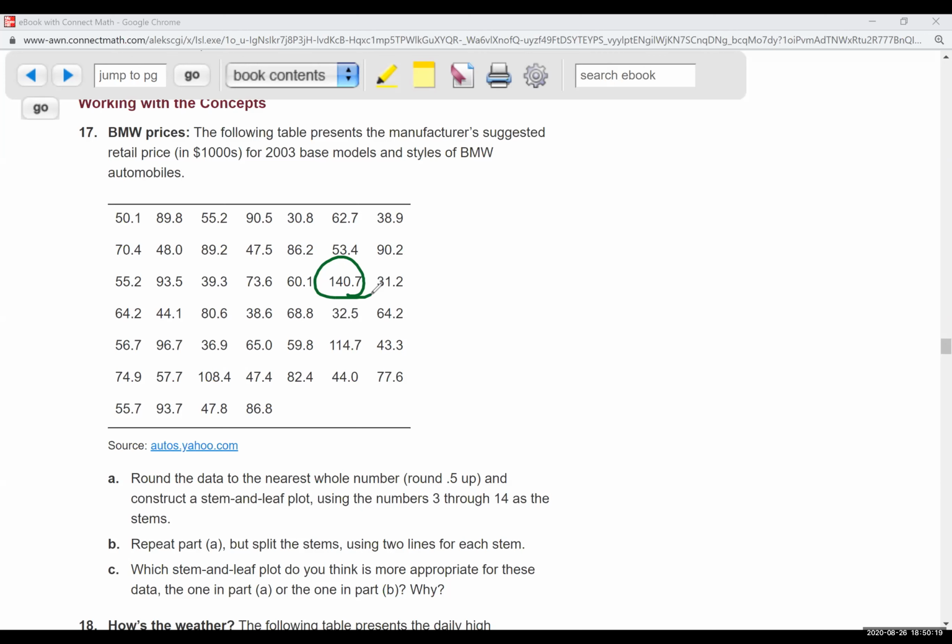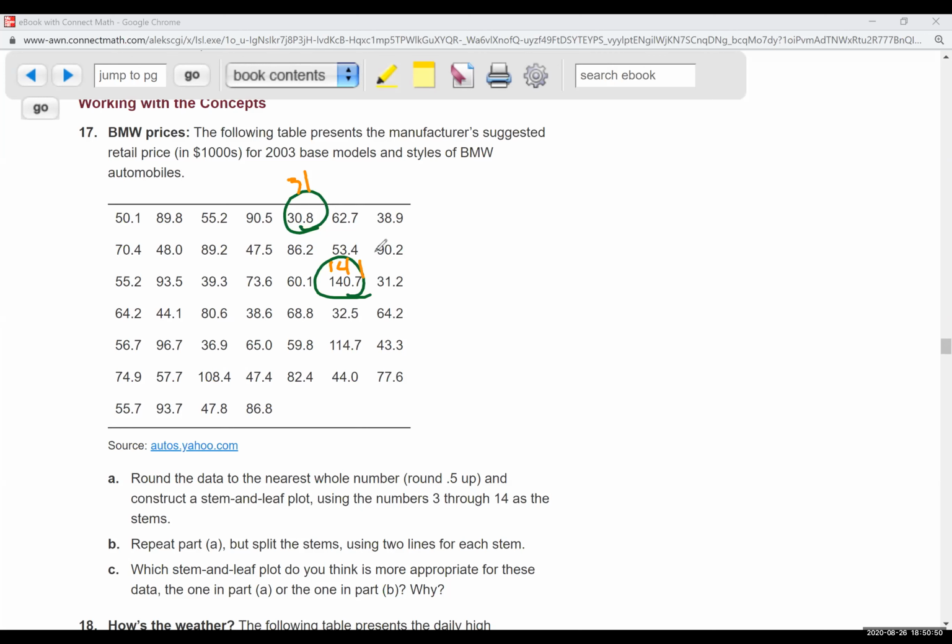30.8. The lowest is 31.2. 31. Oh, they're next to each other. 30.8. Oh yeah, my bad. All right, so let's say here, round the data to the nearest whole number. So this is like 31, right? This is 141. Do you agree? Yep. 31, 141.